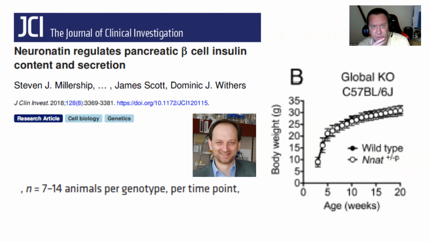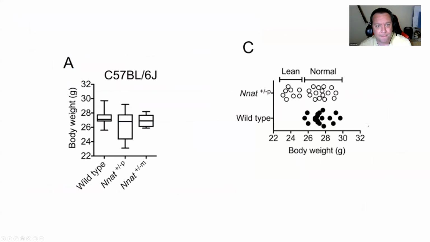We weren't collaborating on this particular project, but they looked at global knockouts. You've got, again, this NNAT negative P, meaning the paternal allele has been silenced, so they're effectively knocked out. And actually, they show something quite interesting, which is the body weights on average are the same as the wild types, but there's N of 7 to 14 animals per genotype. And actually, there's no good reason why it shouldn't be a 50-50 split. And this was because of this feature.